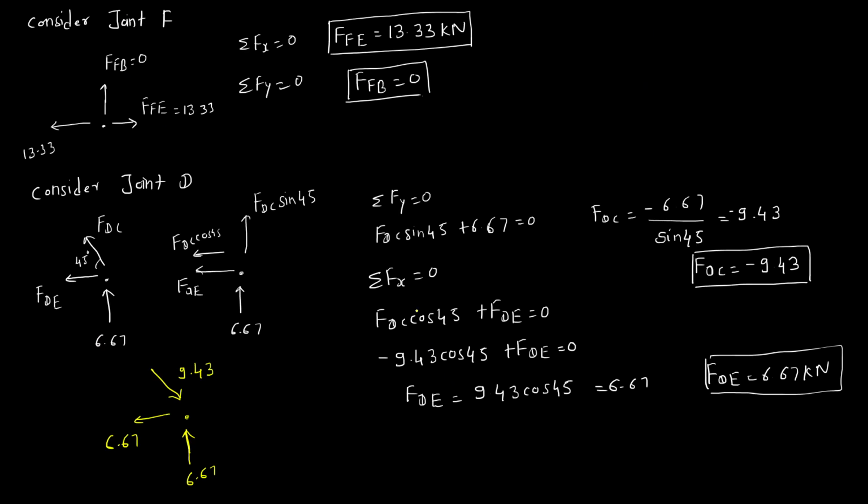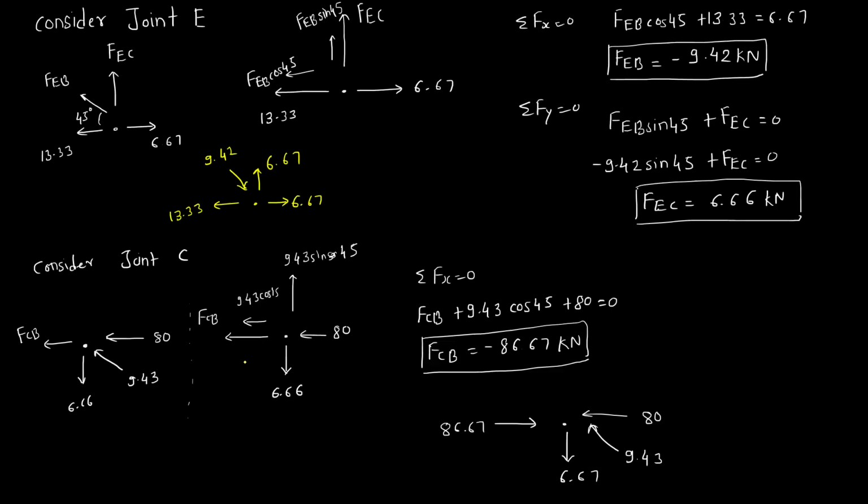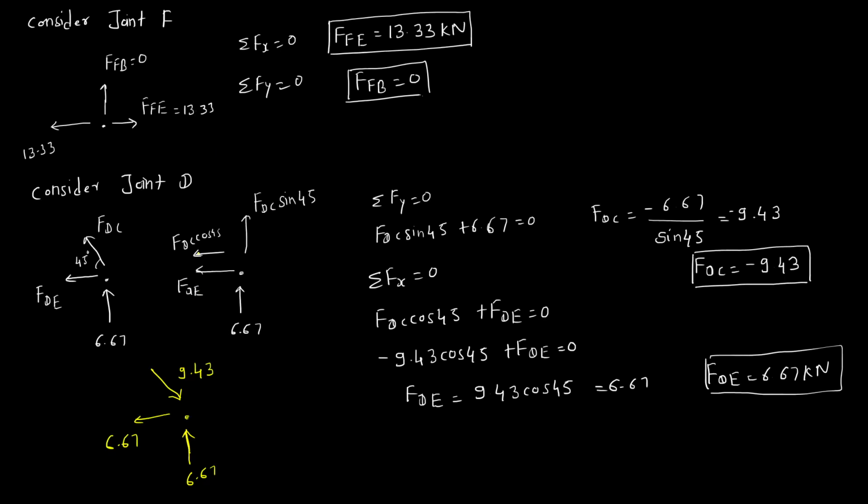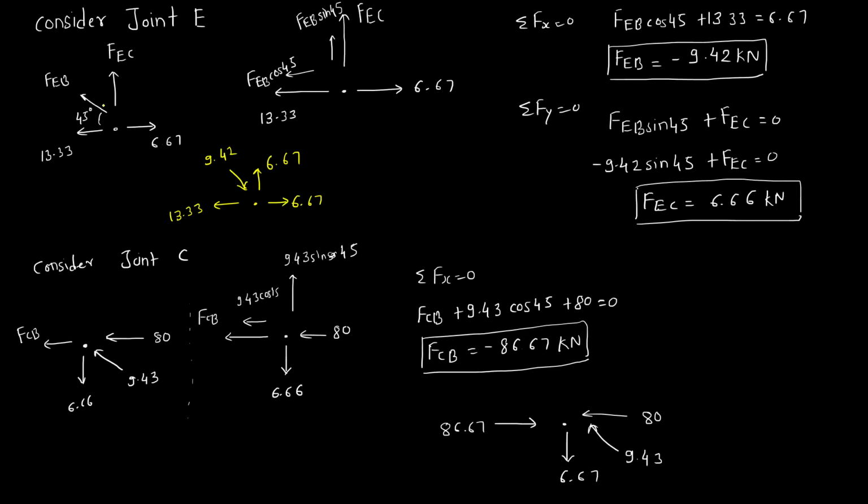Same thing we will carry out for the joint F. We'll apply the conditions and we'll get the value of FFE as 13.33. Same procedure we have to follow for the remaining joints, that is D, E and C. So you can see the joint D is here. This FDC is resolved into two components. Same thing, apply sigma Fx and sigma Fy is equal to 0 and get the two values. If the values are coming negative, then you have to change the direction. Similarly for joint E also, you resolve the forces and then apply sigma Fx, sigma Fy, and at the last you apply it for the joint C.